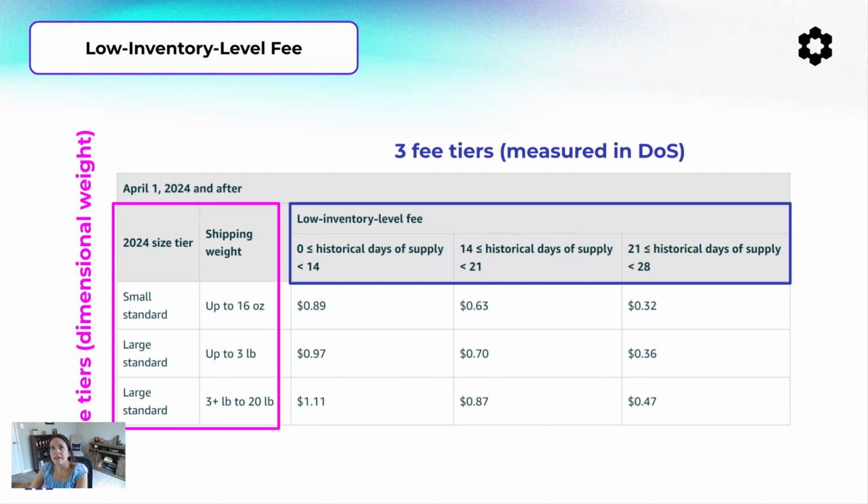Nowadays, in the FBA inventory dashboard, you can look at the historical days of supply and the low inventory risks within your business. We have it within our So Stocked platform, and then there also is the Amazon inventory dashboard. You can find that information in there.